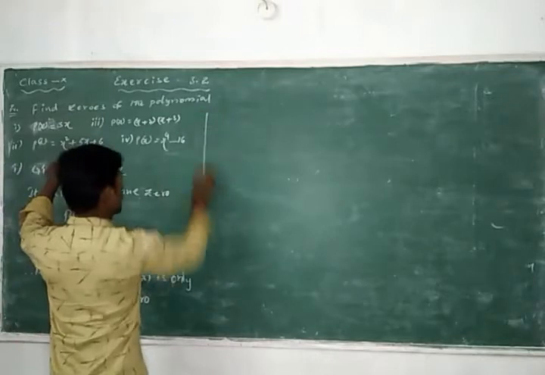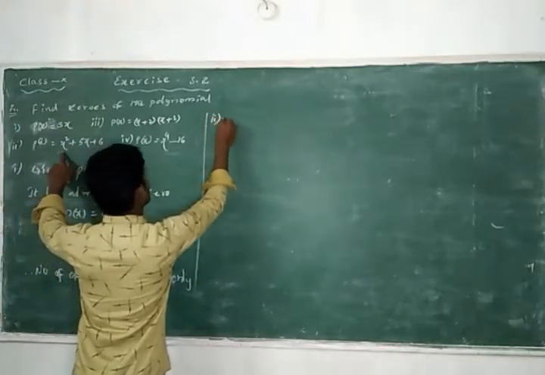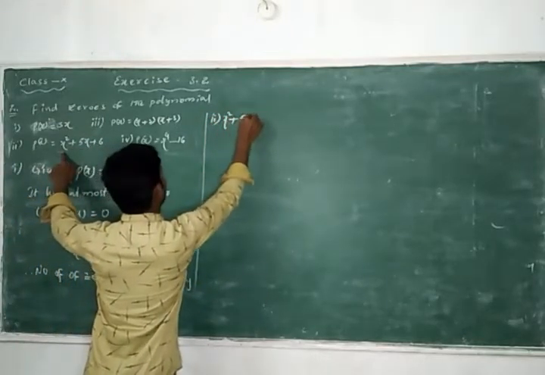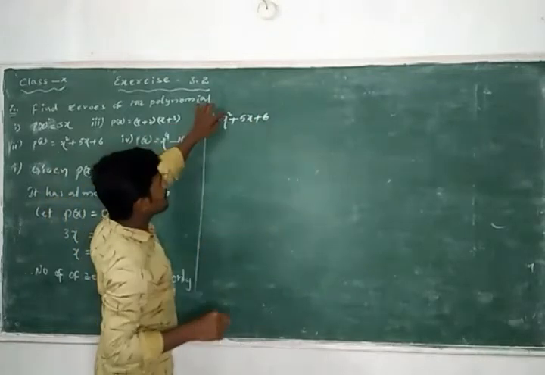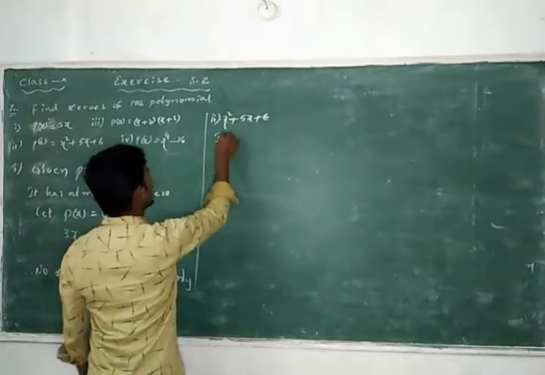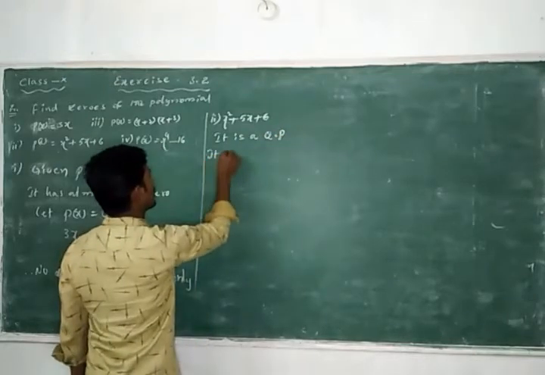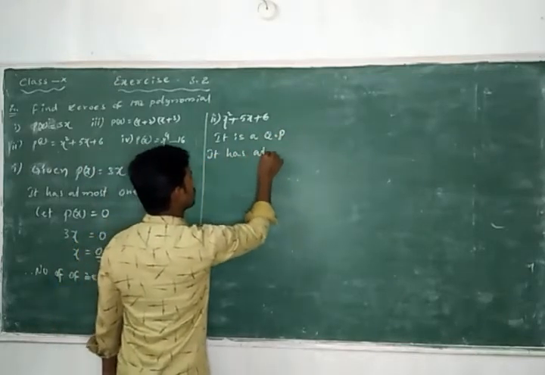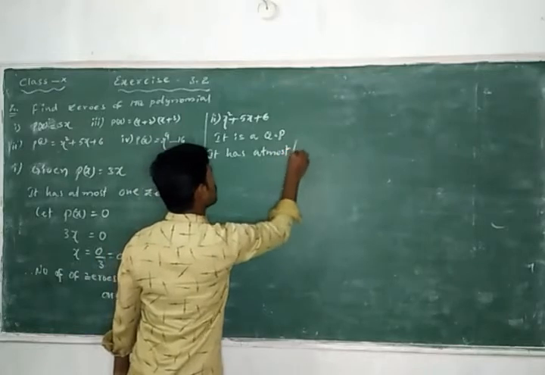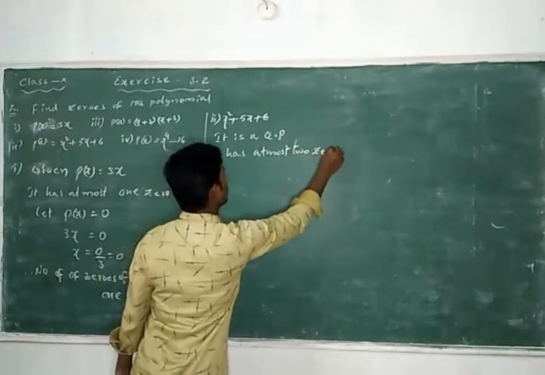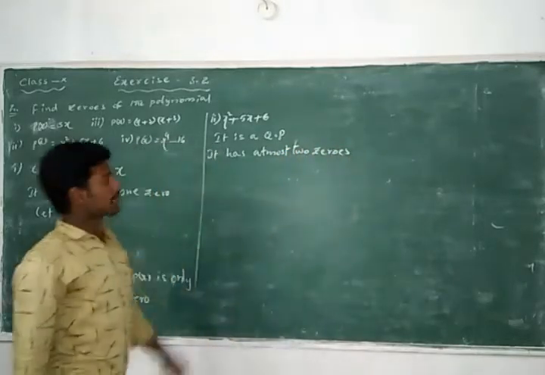What is the second question? x square plus 5x plus 6. The power is 2, so it is a quadratic polynomial. It has at most 2 zeros, because it is a square.